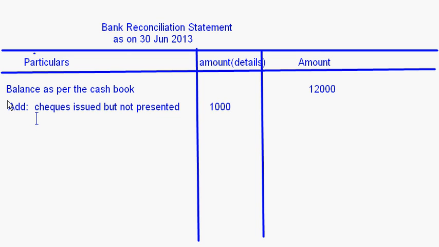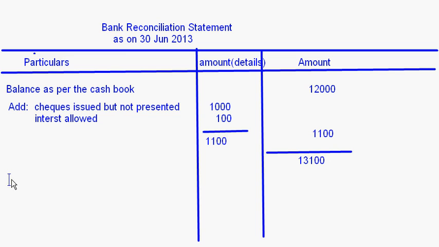Now let's say interest allowed by the bank, so that is again, let's say, 100 rupees. Supposing I have only these two items, I'll add them, this is 1,100. And this 1,100 will be added here. So that is 12,000 plus 1,100, that becomes 13,100.